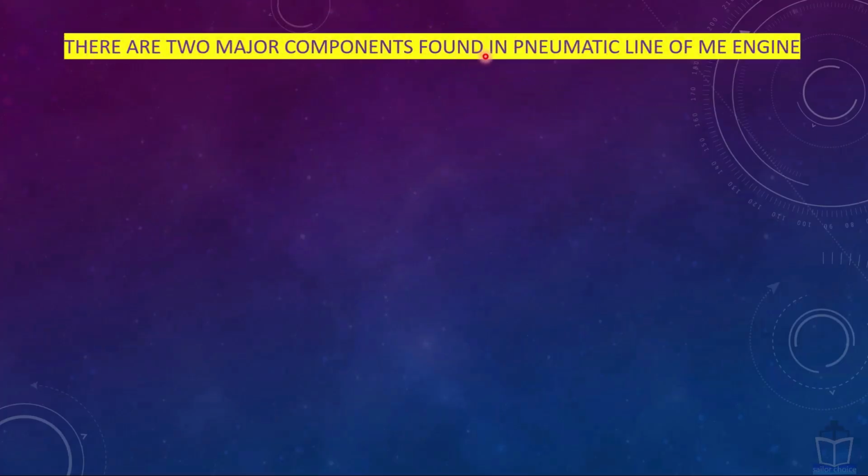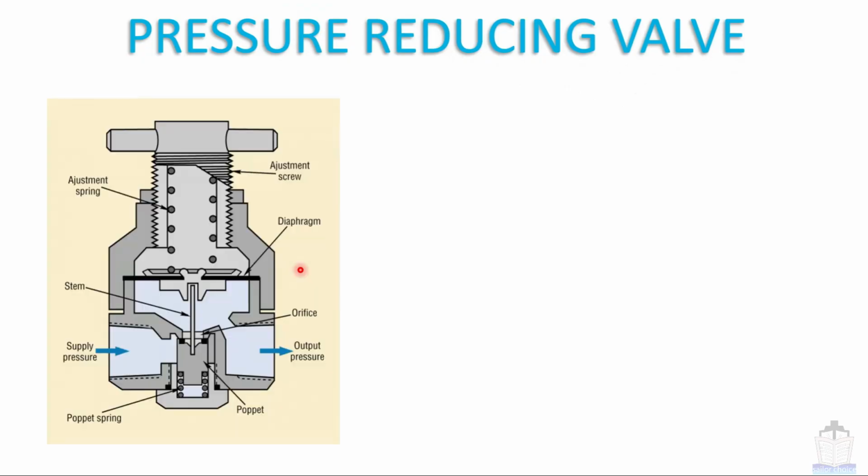There are two major components found in the pneumatic line of an ME engine. The first one is the pressure reducing valve and the second is the pressure relief valve. So first we are going to see the pressure reducing valve. This is a diagram of a pressure reducing valve. I am just summarizing its internal parts. This is the adjusting handle. This is the adjustment spring. This is the diaphragm, this black color. This is called a stem, which basically connects the diaphragm and this poppet. Poppet is basically a valve and nothing else. And this is called the poppet spring. This is the inlet and this is the outlet.